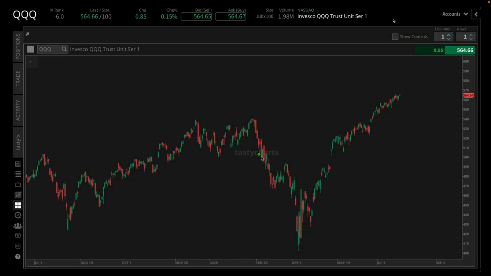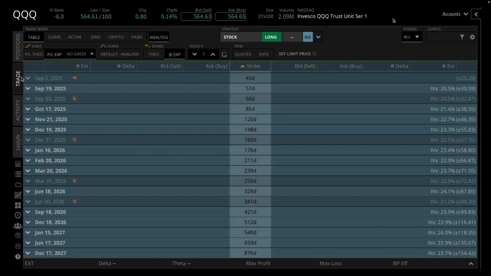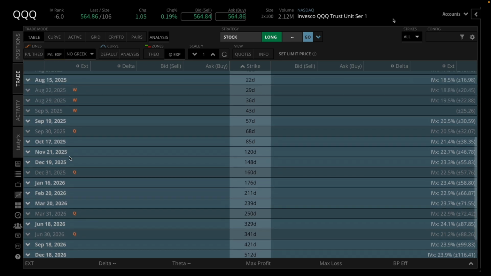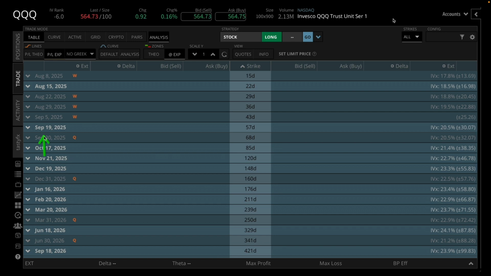I have the NASDAQ 100 ETF populated in the charts, and you can see here that that ETF has been on an absolute tear over the course of the last few months. And for the purposes of this demonstration, we're going to assume that I am neutral to bearish on the index. Let's head over to the trade tab here, and I'm going to select the September 19th, 2025 expiration. Those options have 57 days left until they expire.